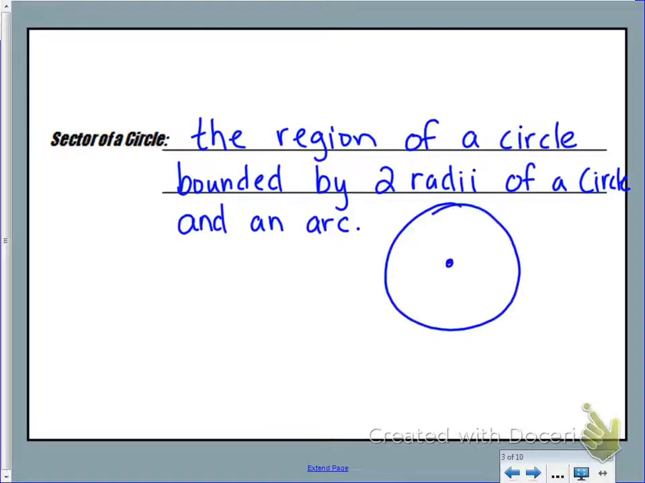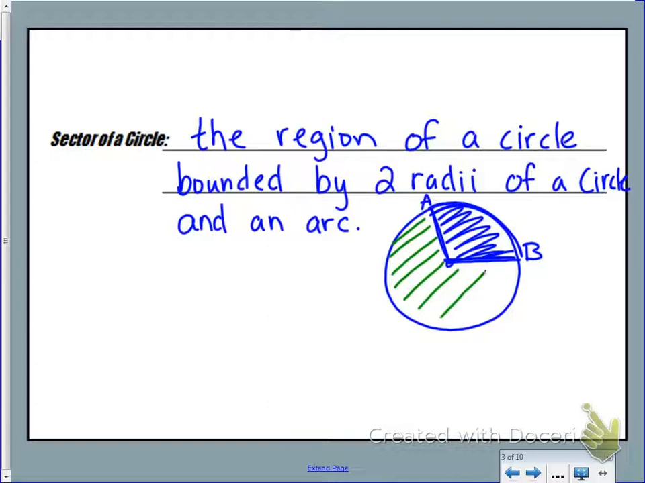So if here's the center of our circle, the radius goes from the center to any point on the circle. So this particular sector that I'm highlighting in blue is bounded by the radii that I've drawn in and the arc AB. Keep in mind those radii also make a larger sector. So we would call that arc ACB, and that would be the other sector created by those two radii.